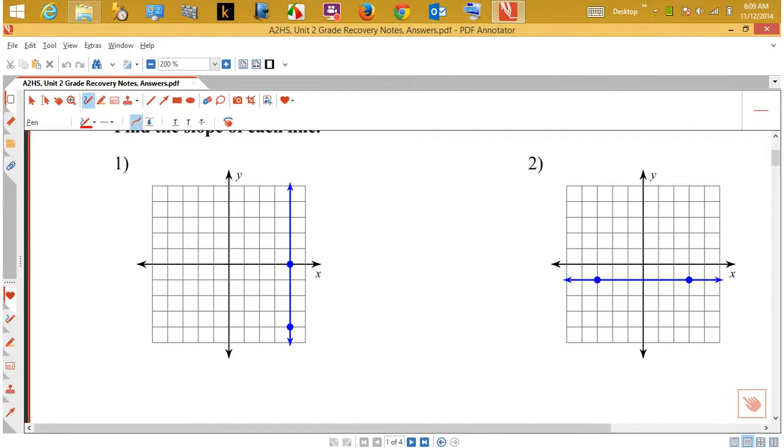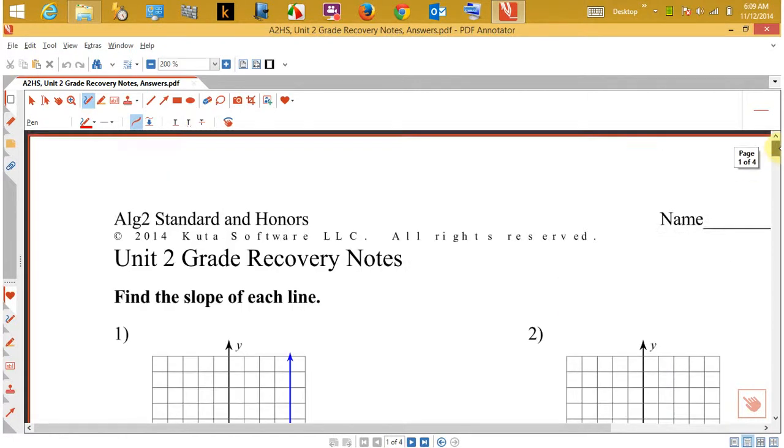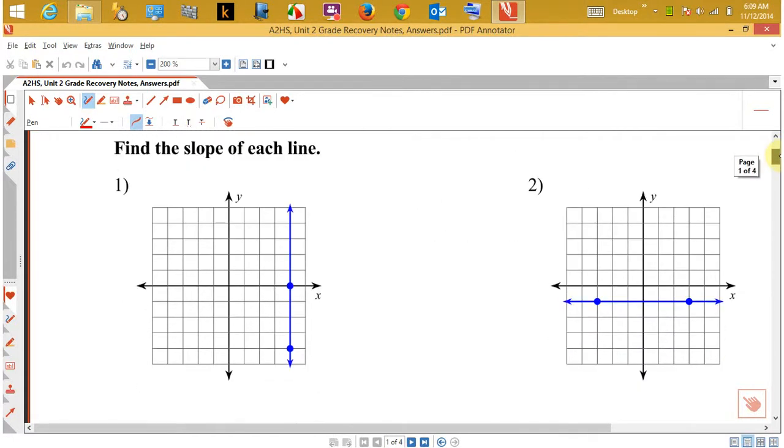These are recovery notes for Chapter 2 for the grade recovery. So let's start with problem number 1. It says find the slope of each line.